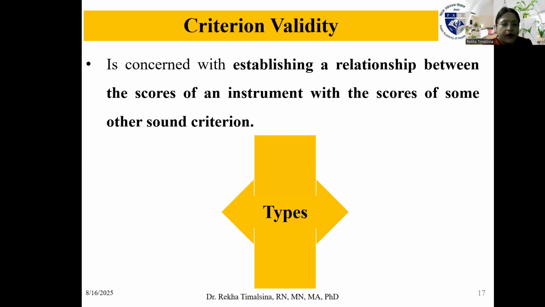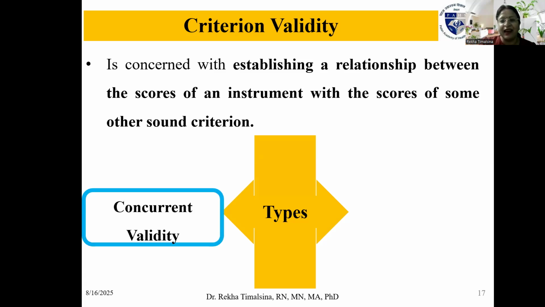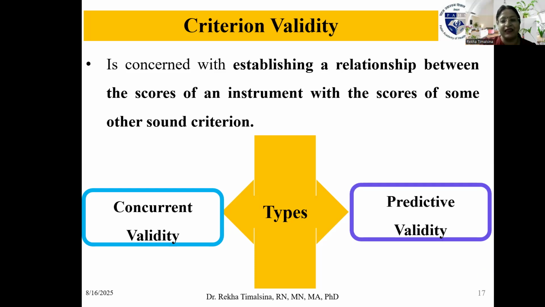Now, moving towards criterion validity. Criterion validity is concerned with establishing a relationship between the scores of an instrument and the scores of some other sound criterion. It is also known as a process of validating new measures, either by describing it as a good criterion for the present time, that is concurrent validity, or by describing the predictive ability of that measure, that is predictive validity.